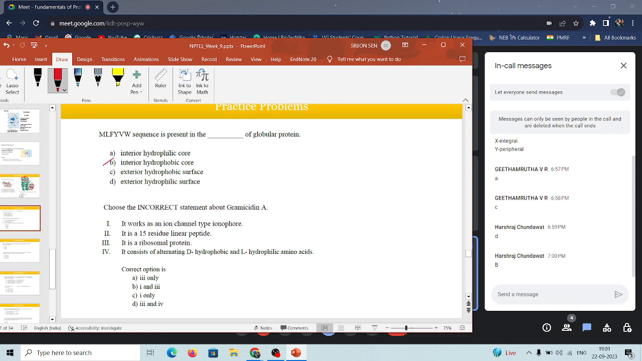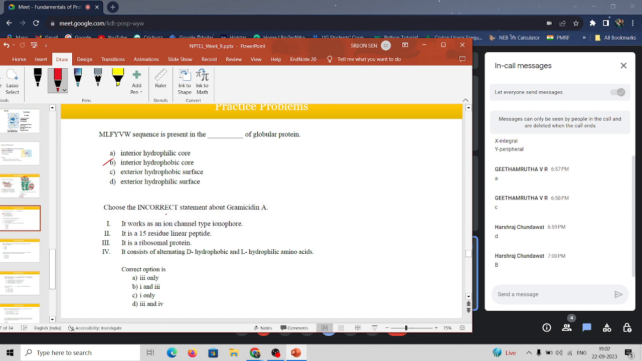And yes, B is the correct option. It would be present in the interior hydrophobic core only, because all of these amino acids are non-polar in nature. They cannot be present on the surface, they have to be present in the core, not the hydrophilic but the hydrophobic core. Okay, good.